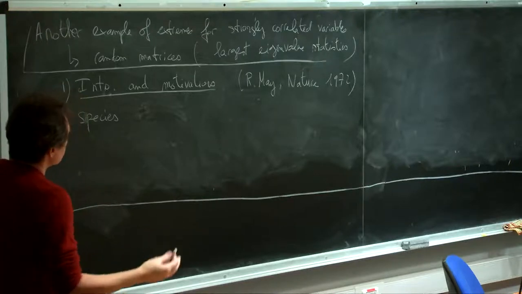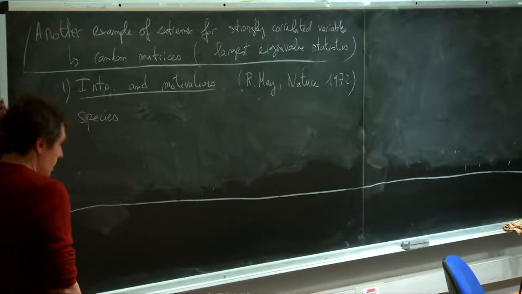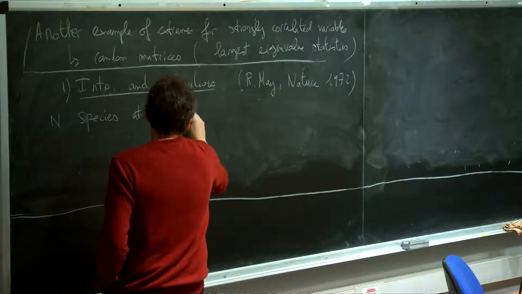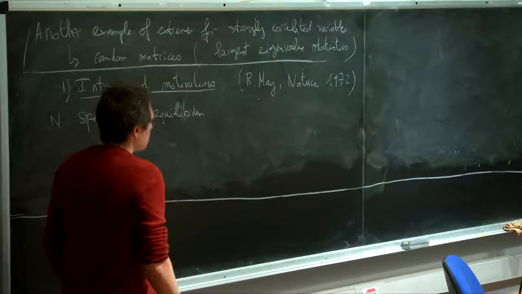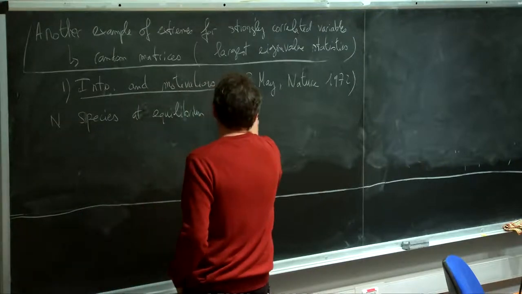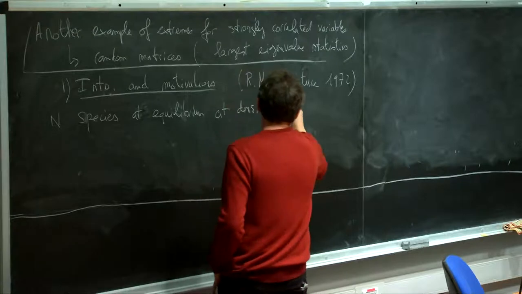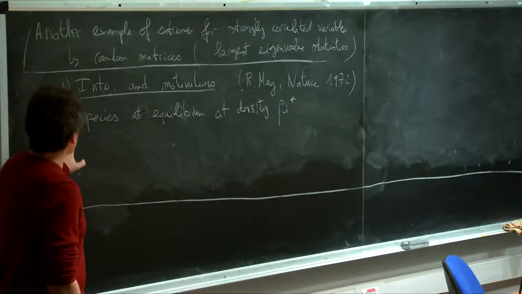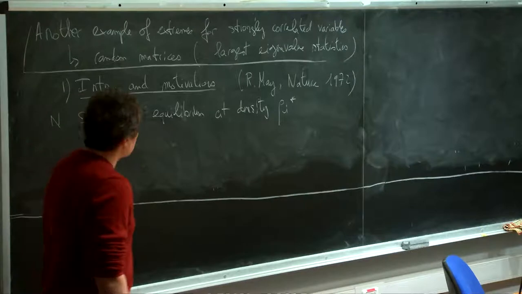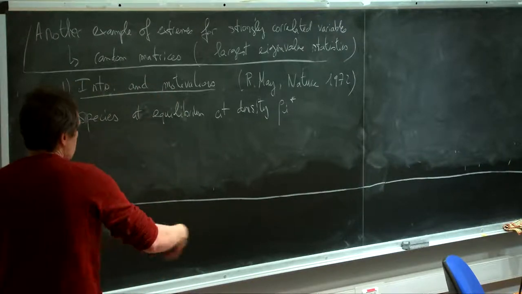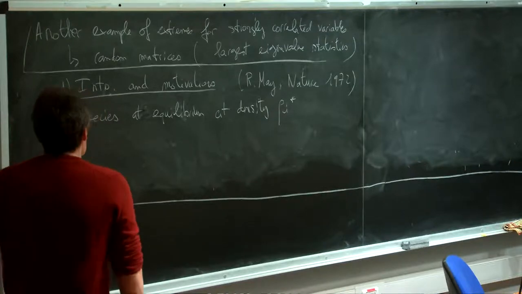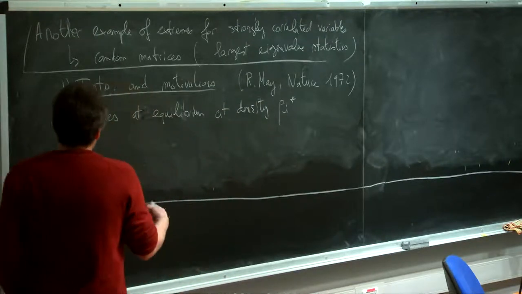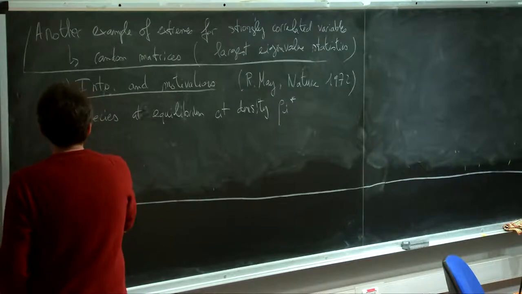So you have N species which are living in some given ecological environment, and they are described at equilibrium, whatever it means, dynamic equilibrium, at some density rho_i star. It's a very simple model where you have these N species, and he's saying, let's look at the case where they are at dynamic equilibrium, such that at equilibrium they have a density rho_i star, and here we want to study the case without interactions.